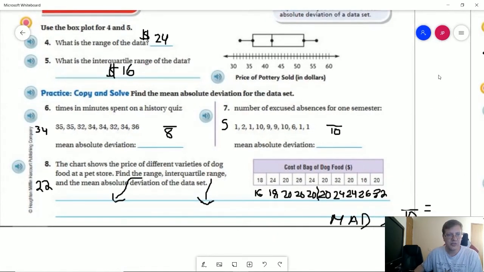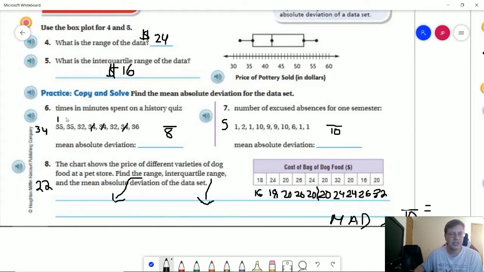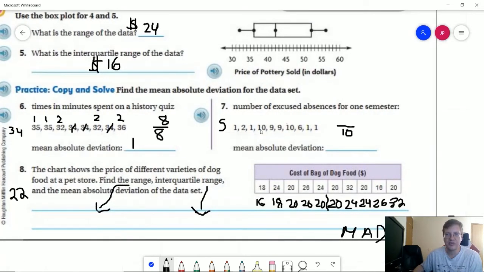For number 6, we are looking at a mean absolute deviation here. So I'm going to go ahead and kind of line through the ones I'm not going to use and write my values over top of the others. And so I'm going to get 8 over 8 again, which is going to give me a mean absolute deviation of 1.